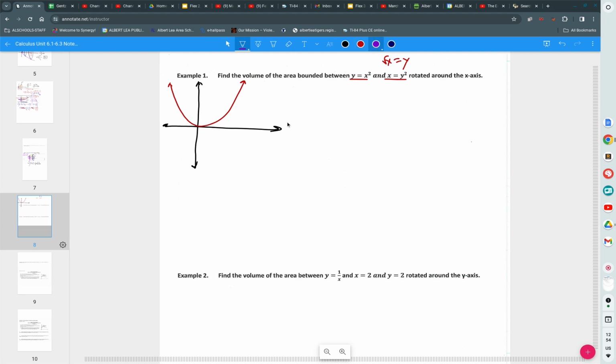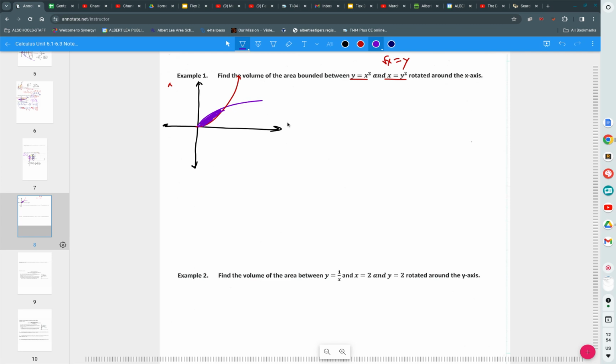If we were to draw it like this, we don't really need all this portion of the graph, do we? I only need a small portion. I wish I could just erase part of it, but whatever. Notice that all I'm concerned about are those two parts. Everybody agreed? Because that's the area where they intersect. So we're going to shade in this region right here, and I'm going to rotate that around the x-axis.